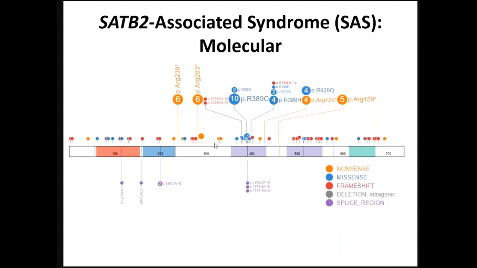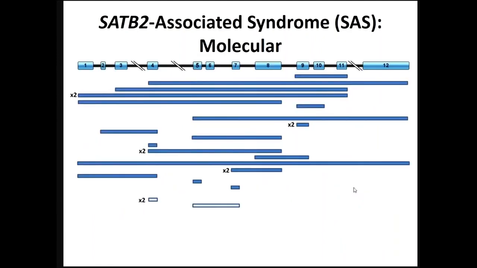So you can map it and put it along the drawing of the 733 building blocks here. The numbers represent the number of individuals that have been reported with the given misspelling. This is the most common misspelling, this R389C. At least 10 individuals have had it. So you can get a sense of how often some changes happen and the different types of mutations as well. And you can do the same for what we call the intragenic deletions, which is when you have a chunk of SATB2 material missing.